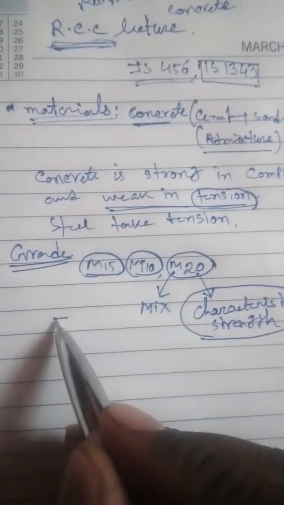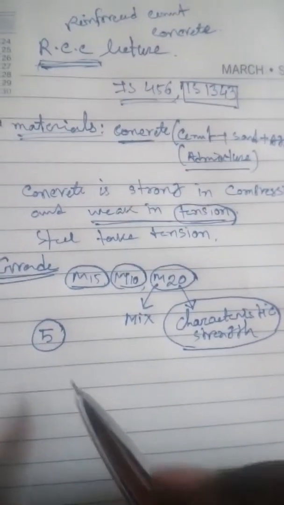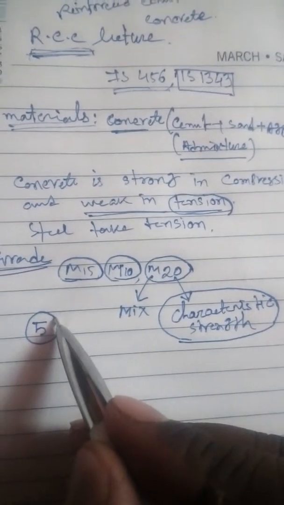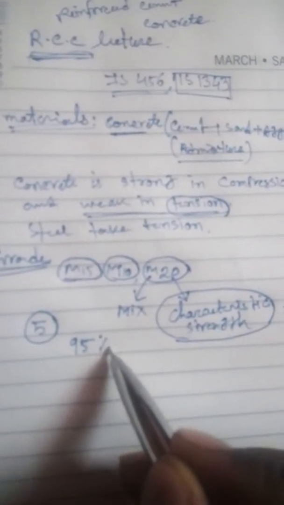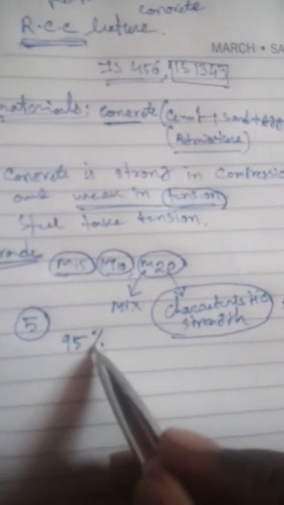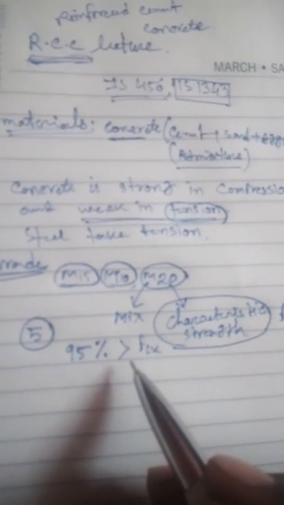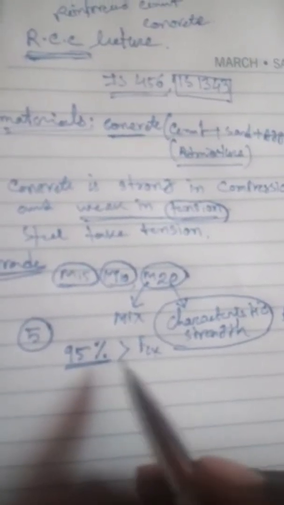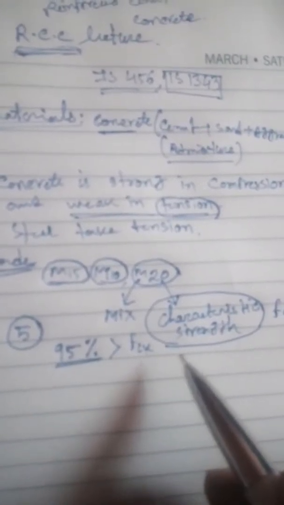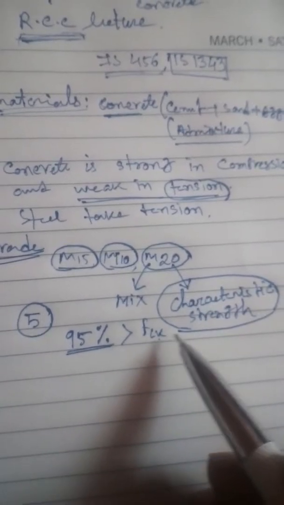Suppose we are taking 5 cubes. I will discuss cubes later. If 95% of the cubes have strength greater than FCK, then FCK is said to be the characteristic strength. So 95% of the cubes should have strength greater than FCK. If 95% of cubes have strength greater than FCK, then we will say that this strength is the characteristic strength.